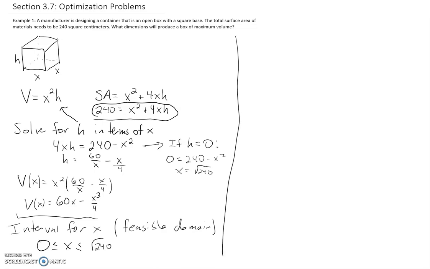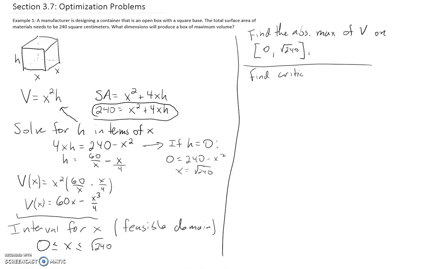So now our goal is to find the absolute max of v on the interval 0 to the square root of 240. For the progress of this point, this becomes the same exact thing that we did a couple weeks ago, where we had a function. We'd like to calculate the maximum on a closed interval, the absolute maximum. So the first thing that we want to do is find critical values or critical numbers.